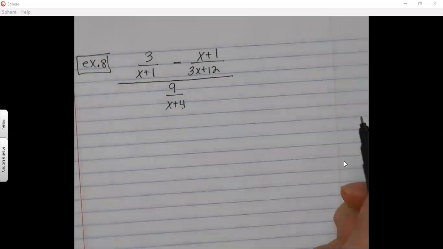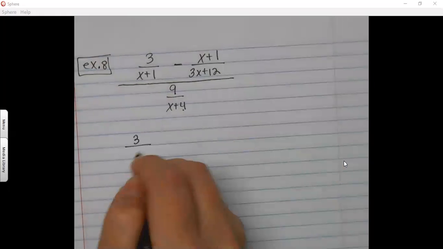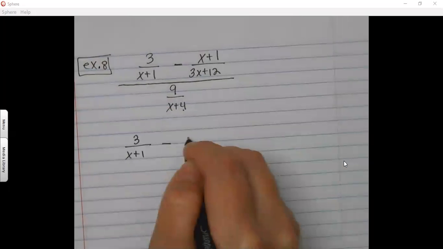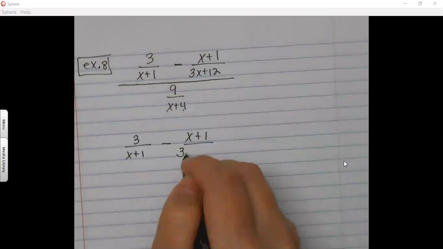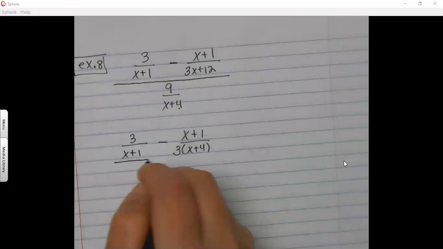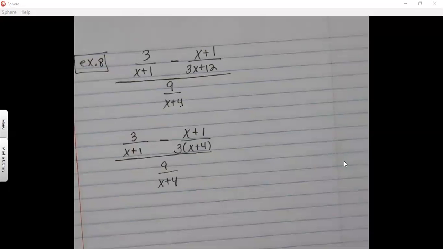I'm going to rewrite this whole thing just to factor that out because I like to show my work. Because you should always show your work in math class. Does everybody understand that? I just factored 3 out of 3x plus 12. The 3 is still there, did not go away. So what in the world is my least common denominator?